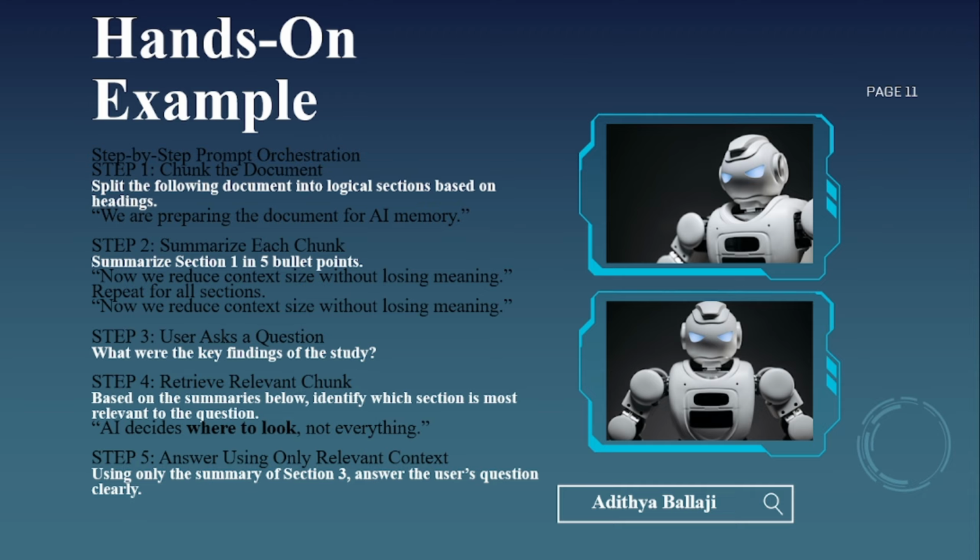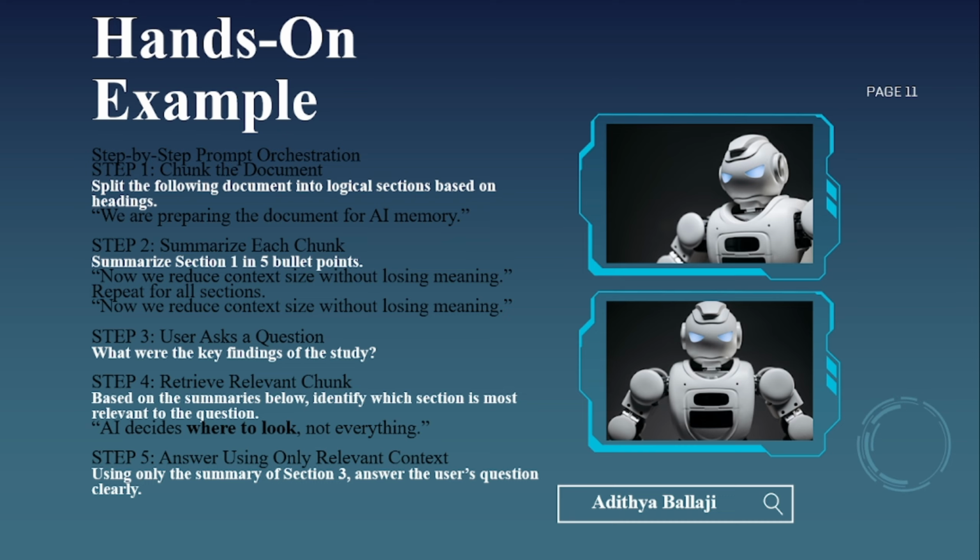Now what is happening? It has already divided the document into five parts or six parts, and I'm telling it to summarize the first part in five bullet points. And now I'll tell it "repeat for all the other sections." Now we reduce the context size without losing the meaning again.